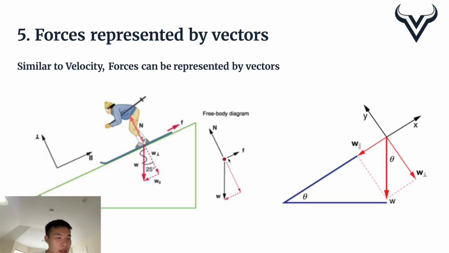Now, we want to analyze the situation. So let's think about breaking this weight into different components. In most cases, we'll be breaking forces into vertical and horizontal components. For example, in here, using trigonometry, we can see that the component of the force of gravity going down the mountain is sine 25 degrees multiplied by the weight. The component that's perpendicular to the surface is cosine 25 degrees multiplied by the weight.